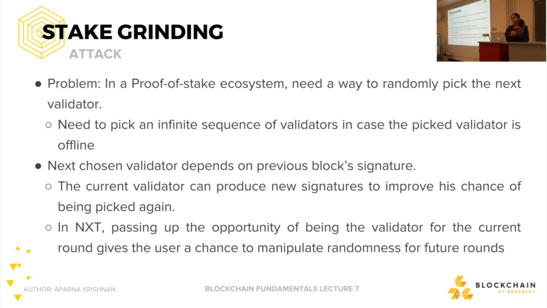So this brings us to another attack called stake grinding. The problem here is, if you recall, in proof of stake, you want to have this randomness property which helps you pick the next validator. And not just the next validator, but the next sequence of validators. That's because if your next validator happens to be offline, you want to pick a sequence of people who can step in for him. The problem here is that the next chosen validator depends on the previous block's signature. So the current validator can just brute force all kinds of signatures and find one that improves his chance of becoming the validator again.